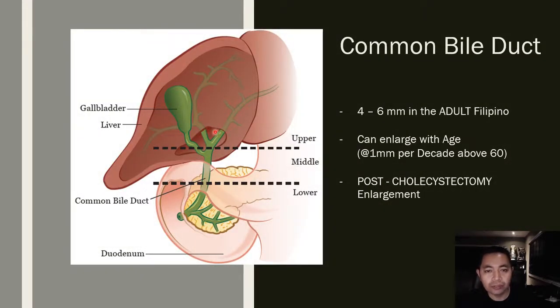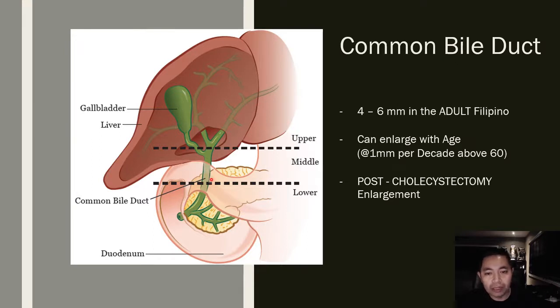The first portion of the CBD lies within the free edge of the lesser omentum, cephalad to the duodenum. The second portion of the CBD, however, lies posterior to the first portion of the duodenum, and the gas contained in the duodenum often makes this portion of the CBD hard to see during ultrasound. Thus, you often see hepatobiliary tree ultrasound reports that state the distal CBD could not be seen due to overlying gas. The third portion of the CBD sits in a groove behind the pancreatic head.